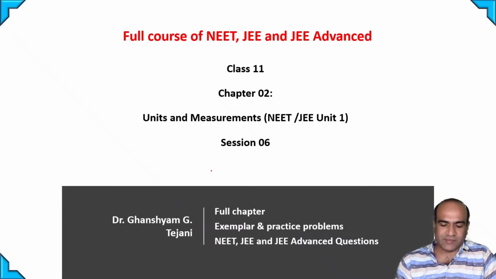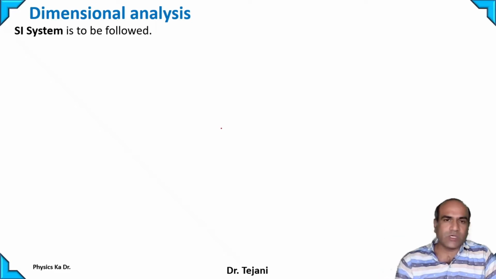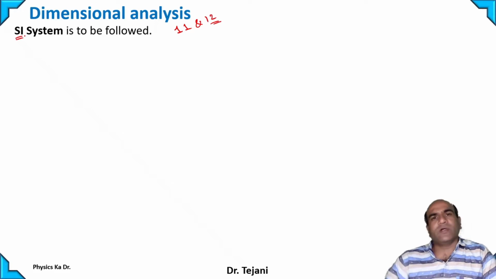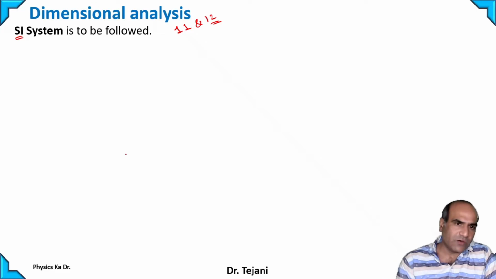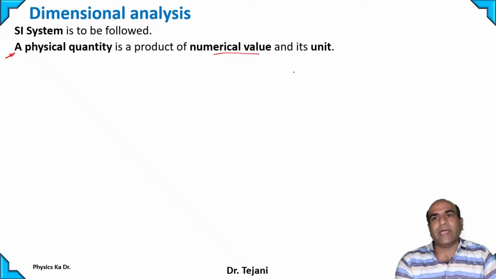Let's see. So first, that is dimensional analysis I just picked. Now in this entire book of 11th standard and 12th standard, we will be following SI units, right? That is the international standard we will be following. The next important term for this chapter is physical quantity. So a physical quantity is a product of a numerical value and its unit.